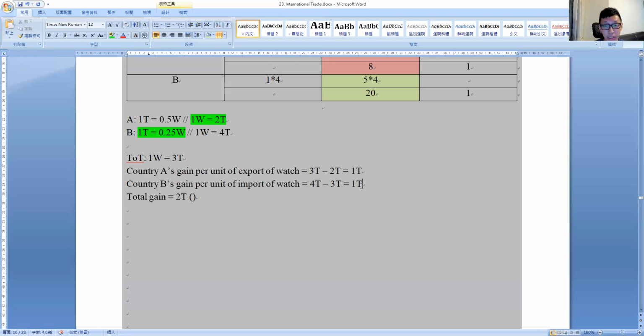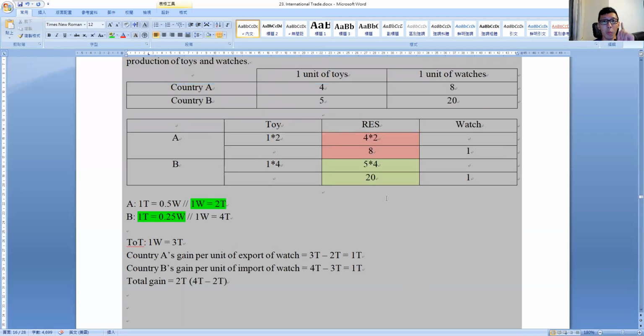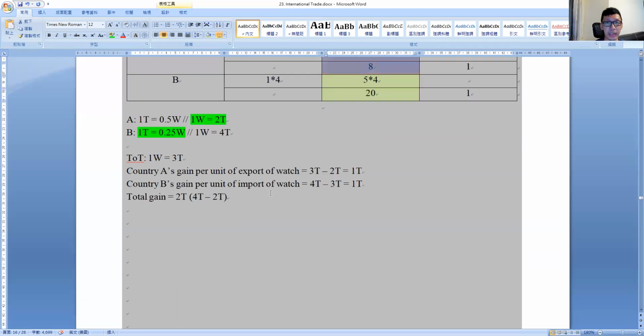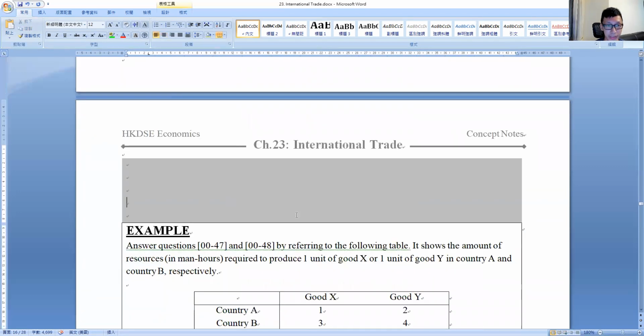Actually, you do not need to have 1T plus 1T. You just use 4T minus 2T, and you get the total gain. 個 range 就係佢哋嘅 total gain 㗎啦，好嘛？So this is type 2 question. You see, compared to type 1 question, you only do one extra step, equalizing resources within the country. OK, 係咁㗎咋，好嘛？So let's look at some example, past paper examples.